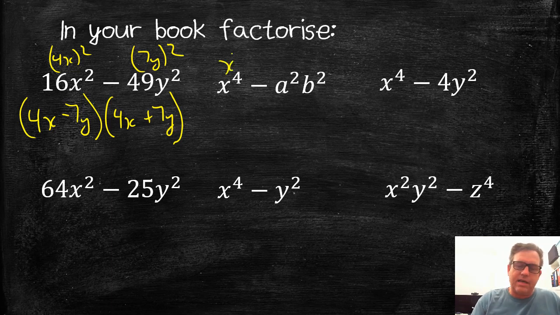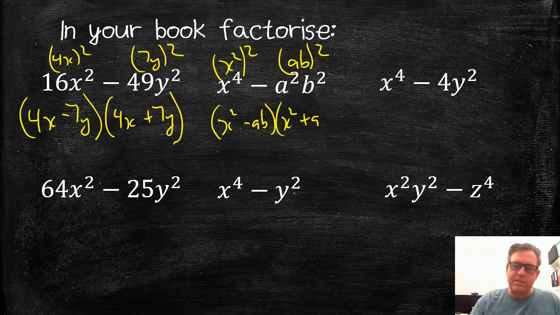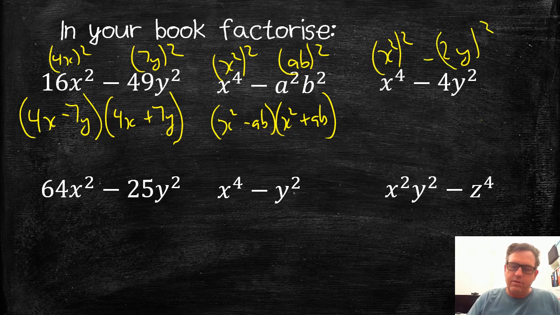x to the fourth is (x squared) squared, and a squared b squared is (ab) squared. So we're going to have (x squared minus ab) times (x squared plus ab). The difference of two squares. x to the fourth we just saw is (x squared) squared, and 4y squared is (2y) squared. So this is going to be (x squared minus 2y) times (x squared plus 2y).